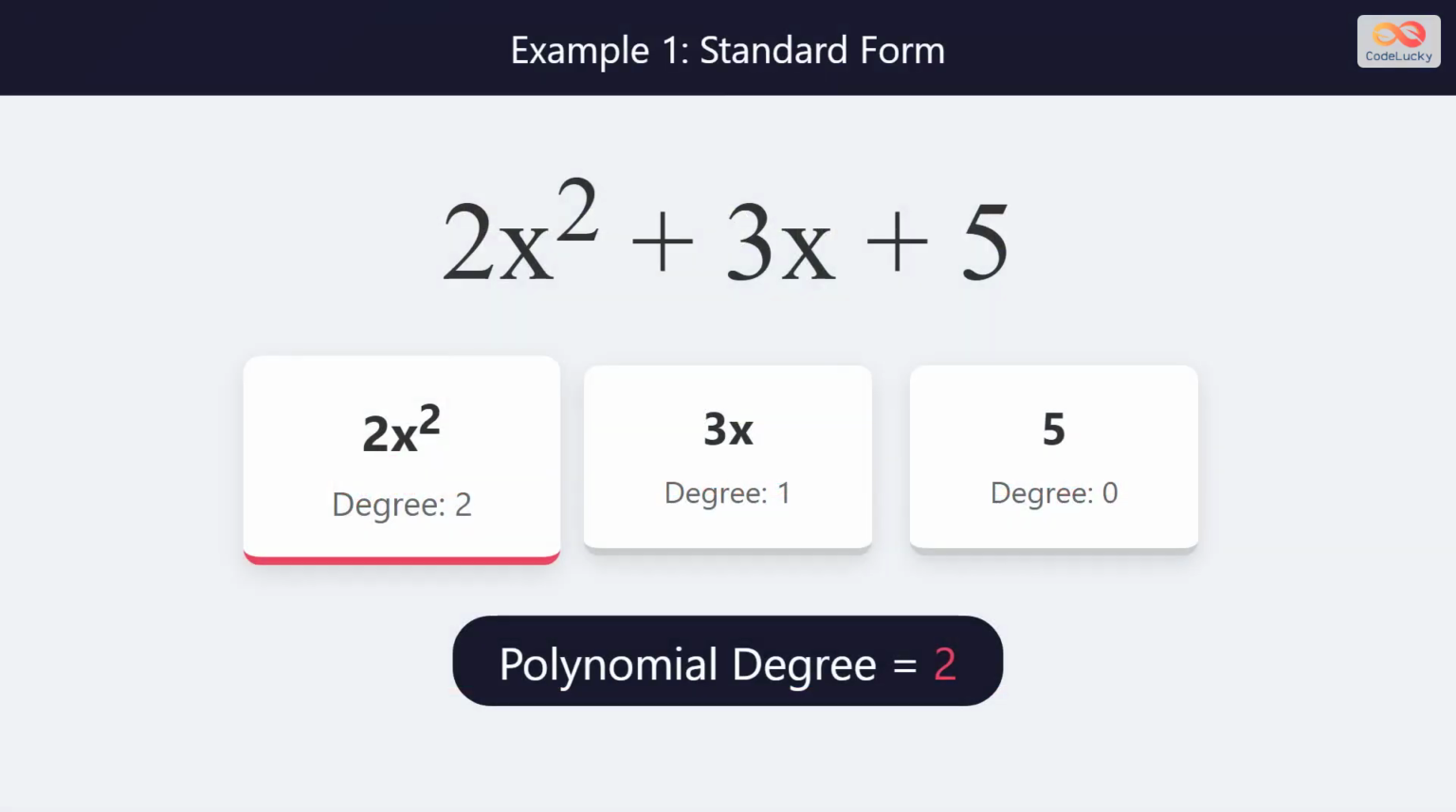Let's look at this example, 2x squared plus 3x plus 5. We check each term. The first term is degree 2. The second is degree 1. The third is degree 0. The winner is 2, so the degree of this polynomial is 2.